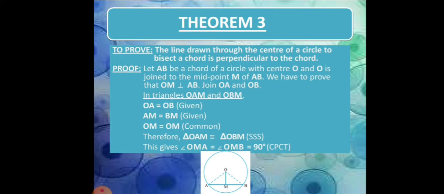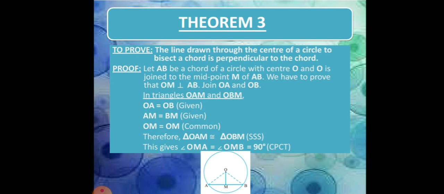Next, theorem 3. The line drawn through the center of the circle to the midpoint of a chord is perpendicular to the chord. You can see in the figure, let AB be a chord of the circle with center O, and O is joined to the midpoint M of AB. M is the midpoint of chord AB. We have to prove that OM is perpendicular to AB. For that, we join OA and OB.